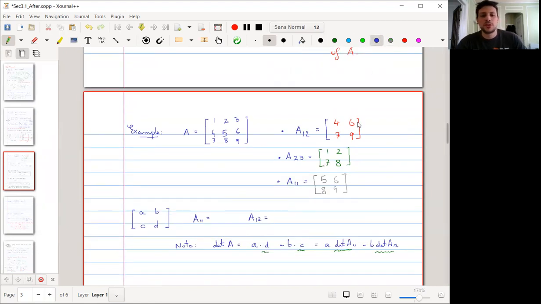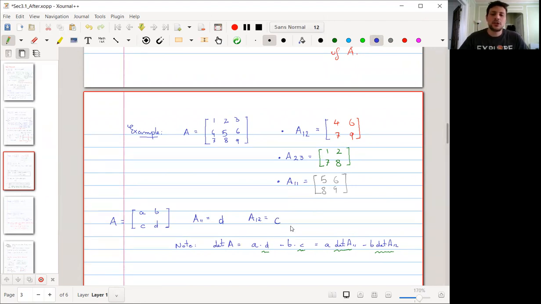Let's play this game with a smaller matrix. If we start from a 2 by 2, then A11 is what I get by deleting the first row and first column. So A11 is equal to D, just the entry D, or the 1 by 1 matrix D, which is the scalar. A12 is what I get by erasing the first row and second column, which is the scalar C.